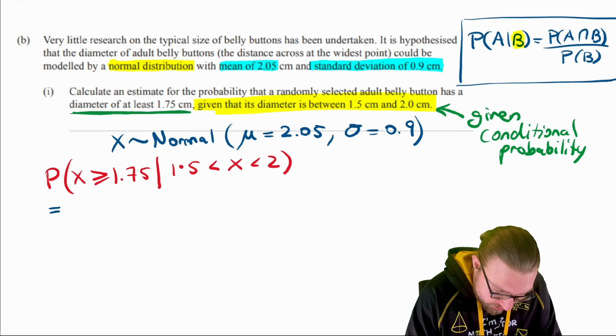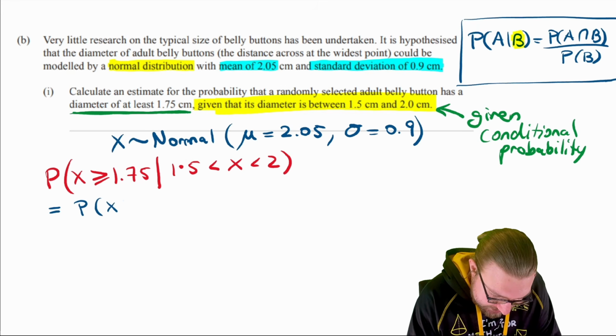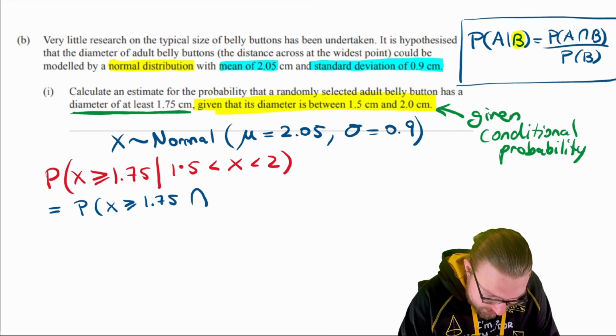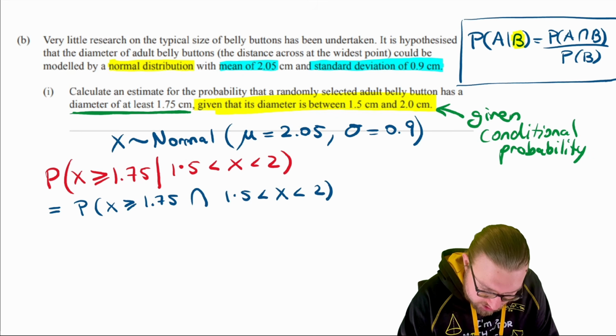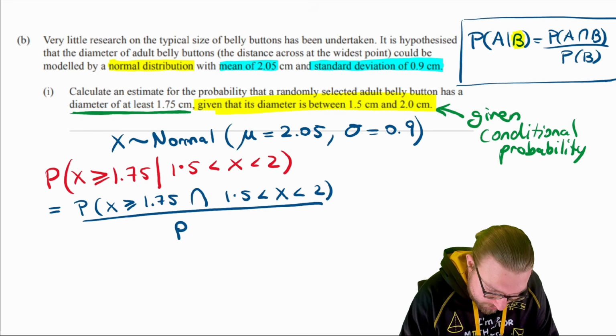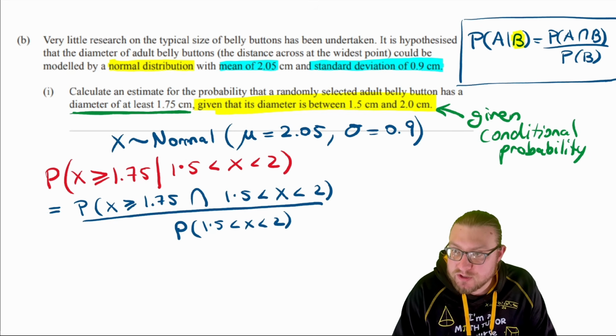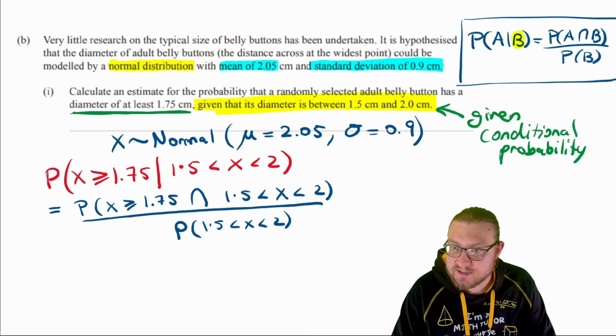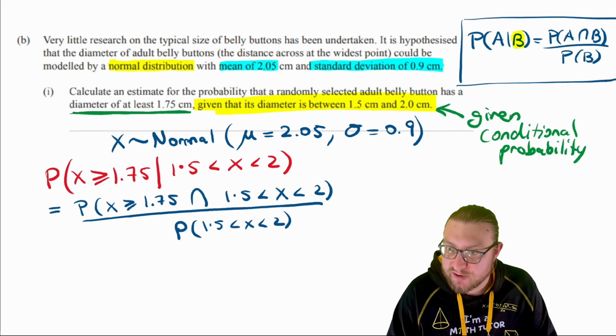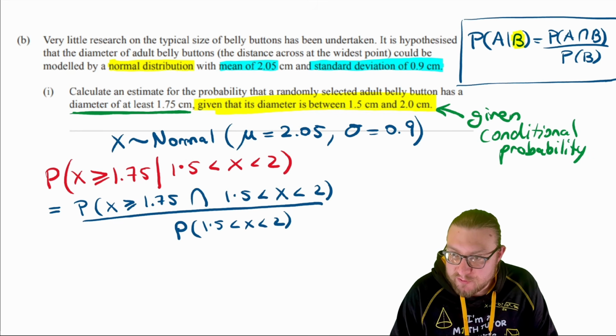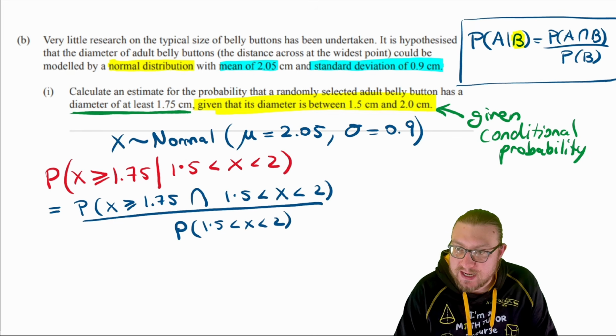So we're going to rewrite the probability that x is greater or equal to 1.75, and at the same time it's between 1.5 and 2. And now we divide by the probability of the condition, which is that it's between 1.5 and 2. So if we want to solve this question, we need to find two things: the numerator and the denominator. So what have we been given about x? We've been given that it's a normal distribution.